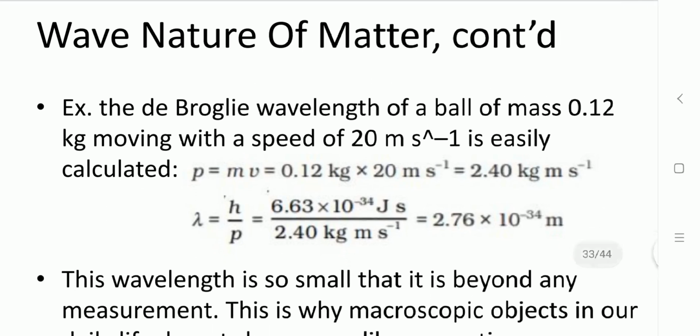By having this equation, let us determine the wavelength of a ball having mass 0.12 kilogram, with a speed of 20 meter per second. So momentum, m into v, is 2.4 kilogram meter per second. Let us substitute that momentum in the equation lambda equal to h by p. So we get 2.76 into 10 raised to minus 34 meter. This wavelength is very small, which we cannot measure.